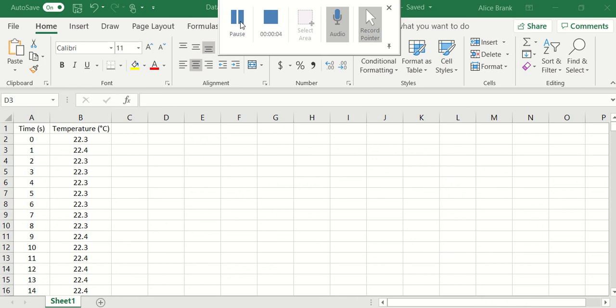In Excel, we have the data for time versus temperature, and I went ahead and labeled above the columns: time is in seconds and temperature is in degrees Celsius. So I want to plot this data.